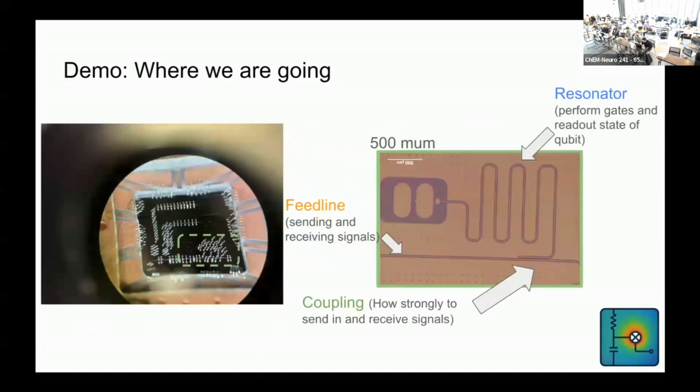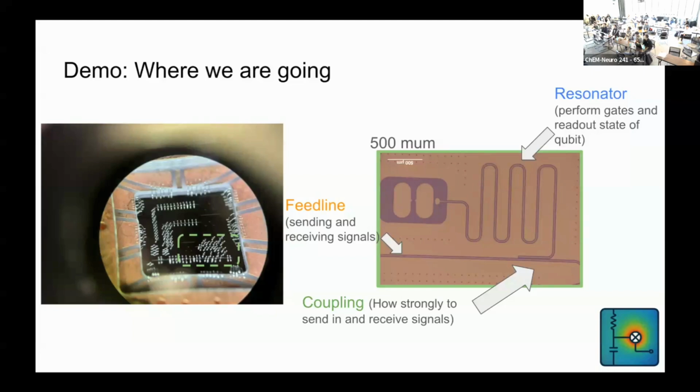Just to put stuff into context, what we want is something that looks like this at the end, where you have a chip. It has a bunch of resonators, which you can see because of the bad aspect ratio. When you take an optical image, that squiggly thing is our resonator, which helps us perform gates and read out the state of our qubit.